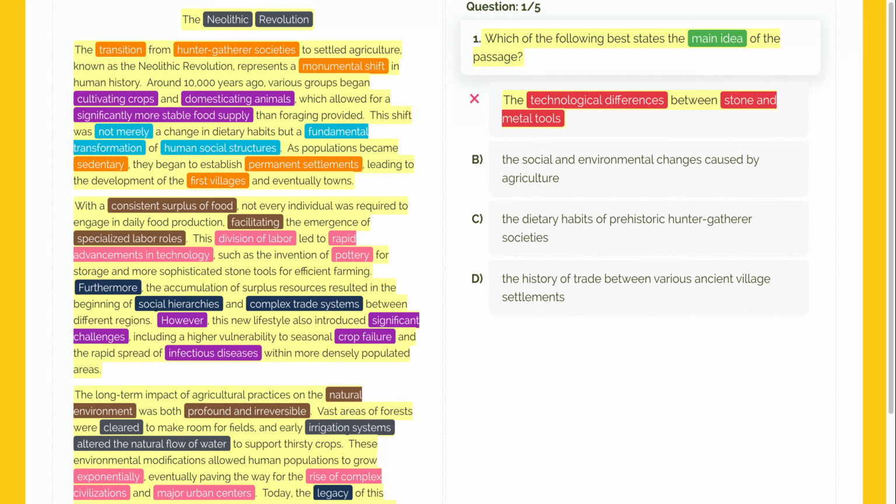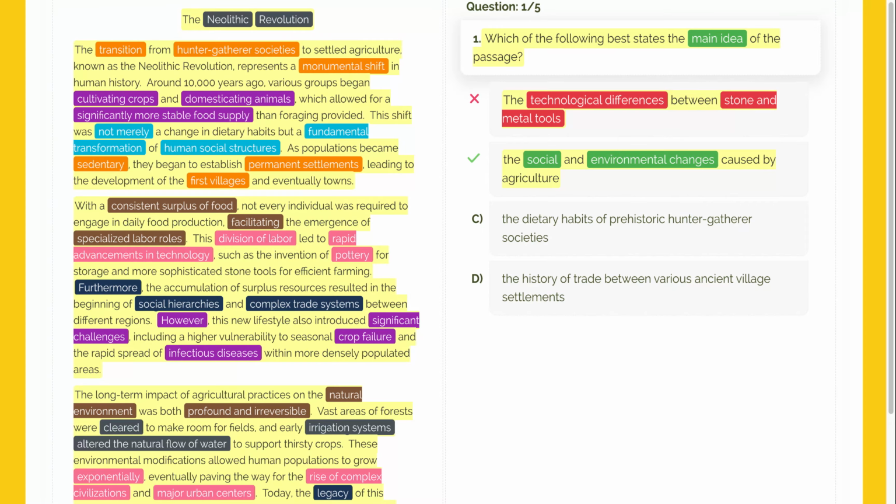Now let's take a closer look at option B, the social and environmental changes caused by agriculture. This choice covers both social and environmental changes. Paragraph 1 and 2 focus heavily on the transition to human social structures and specialized labor. Then, paragraph 3 describes the long-term impact on the environment. This option perfectly summarizes the entire scope of the passage, from how we live together to how we change the planet. This option is correct.